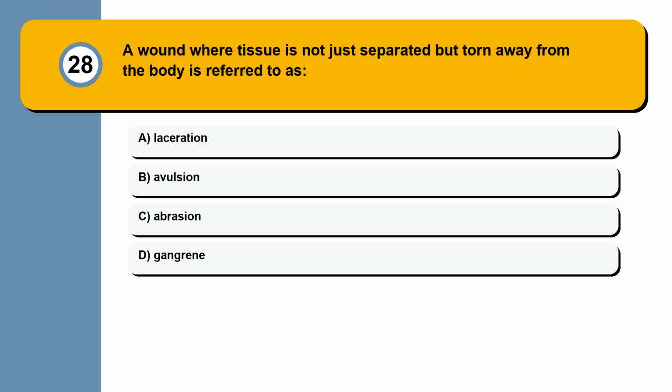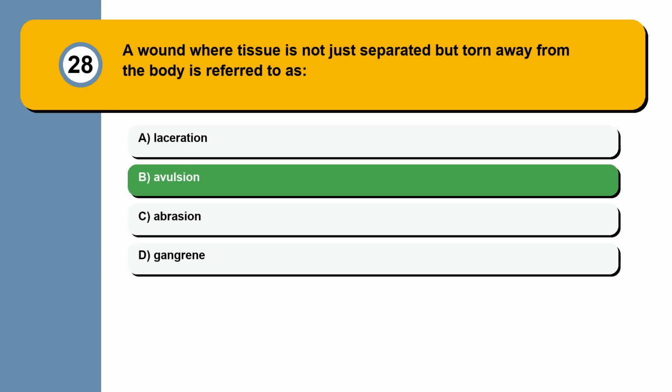Question 28. A wound where tissue is not just separated but torn away from the body is referred to as. Here are your options. Option A. Laceration. Option B. Avulsion. Option C. Abrasion. Option D. Gangrene. The correct answer is option B.